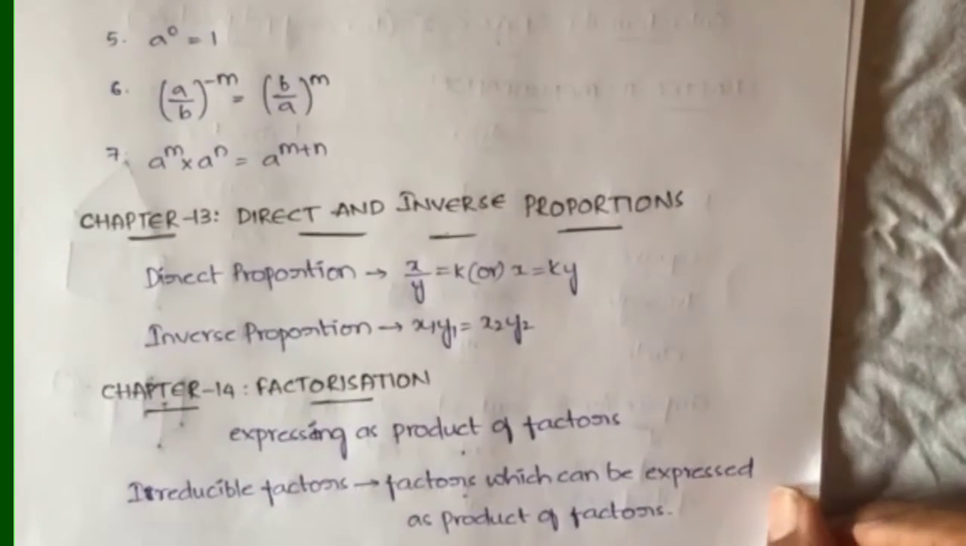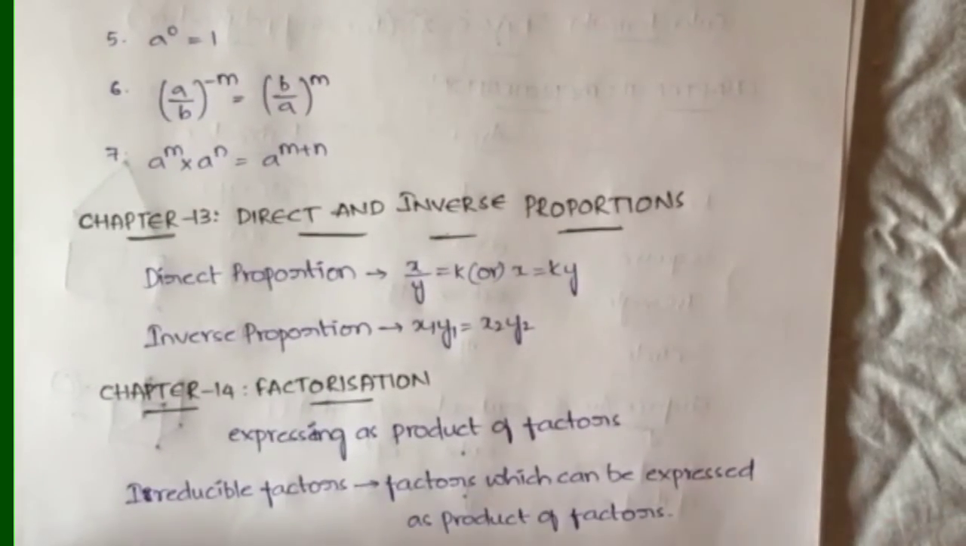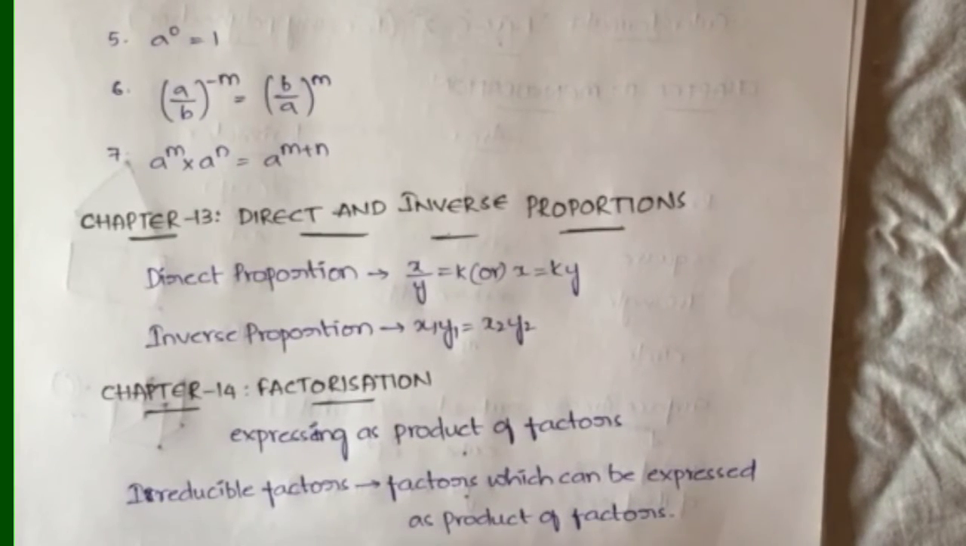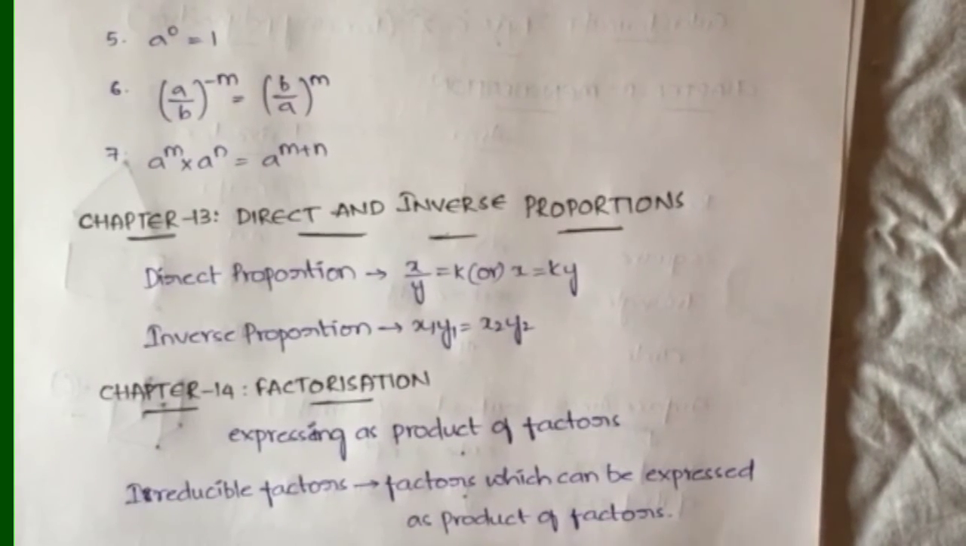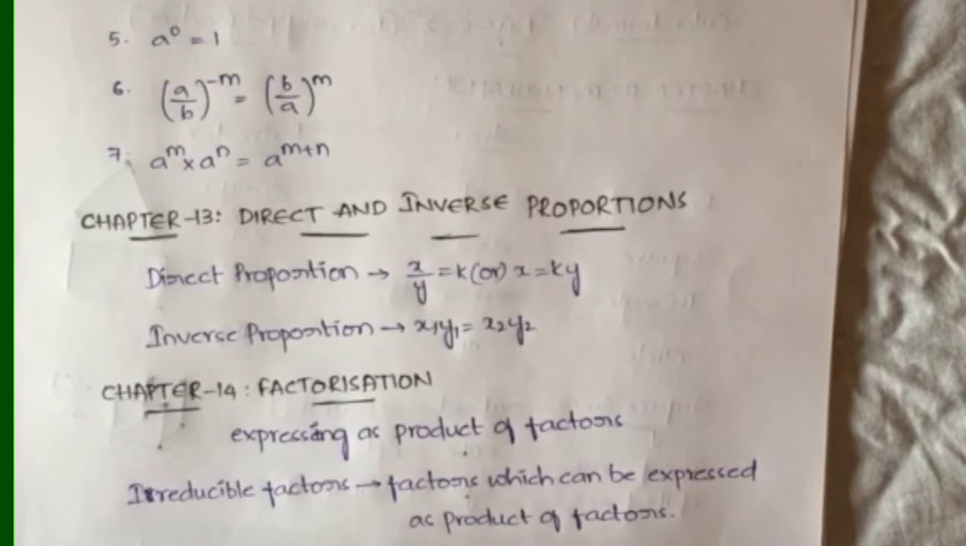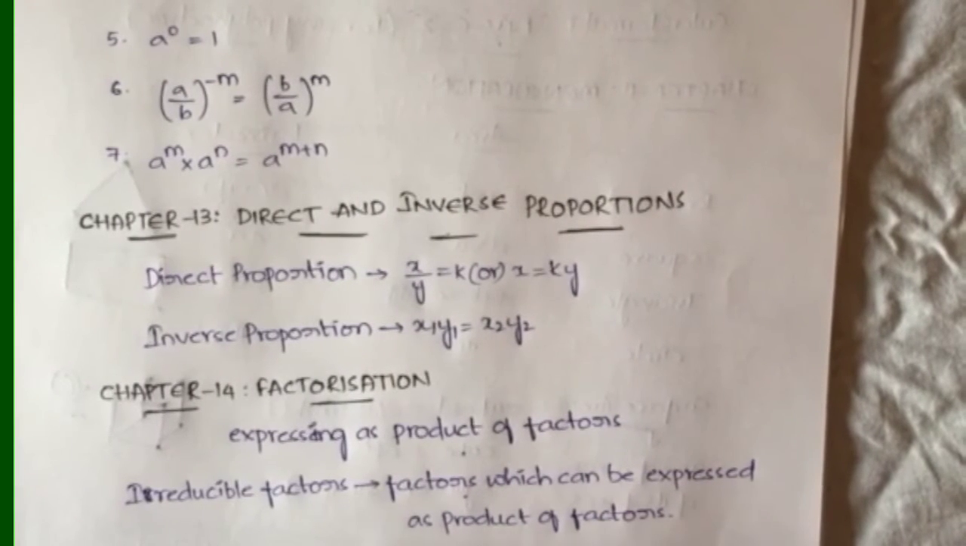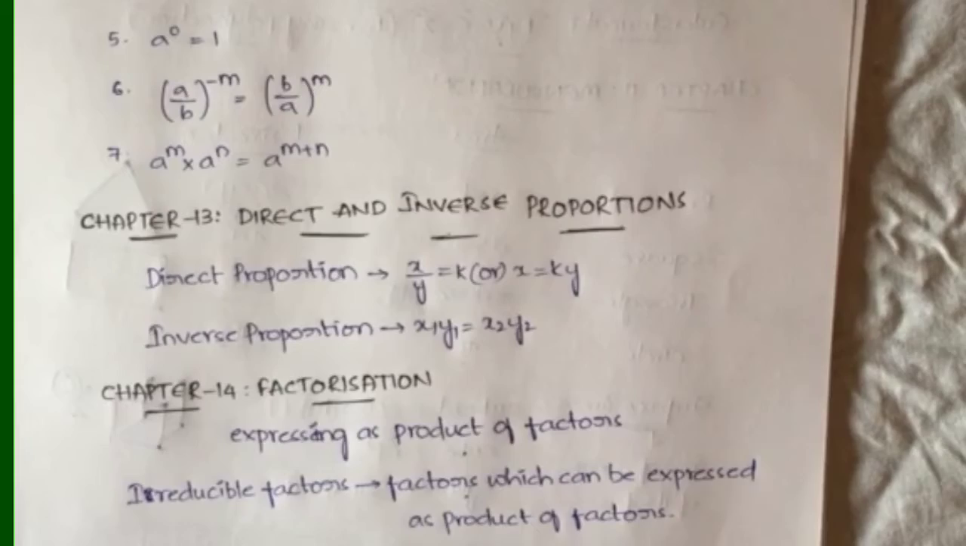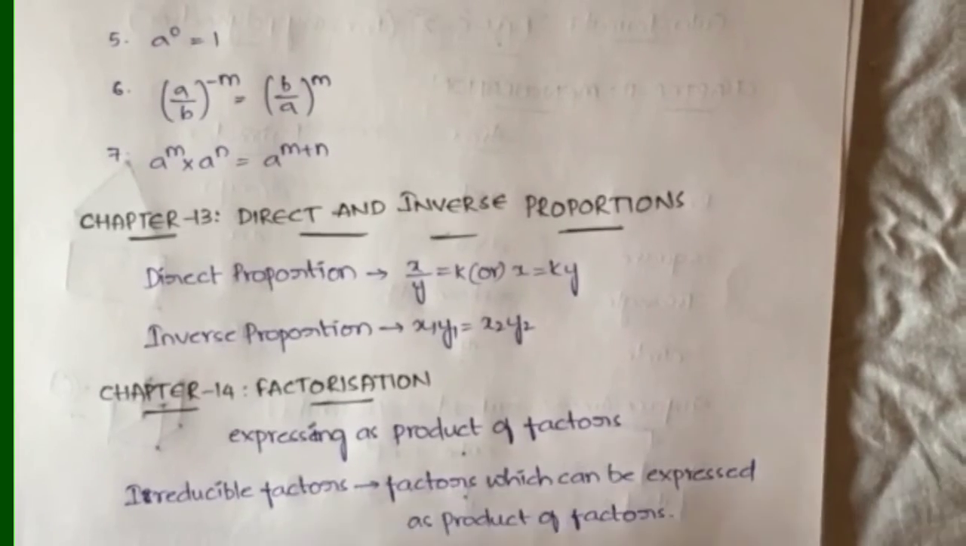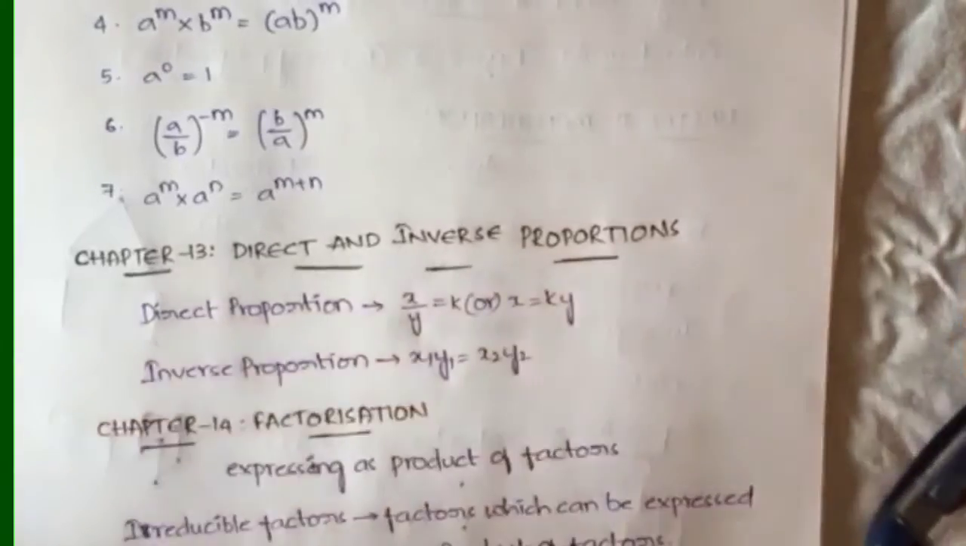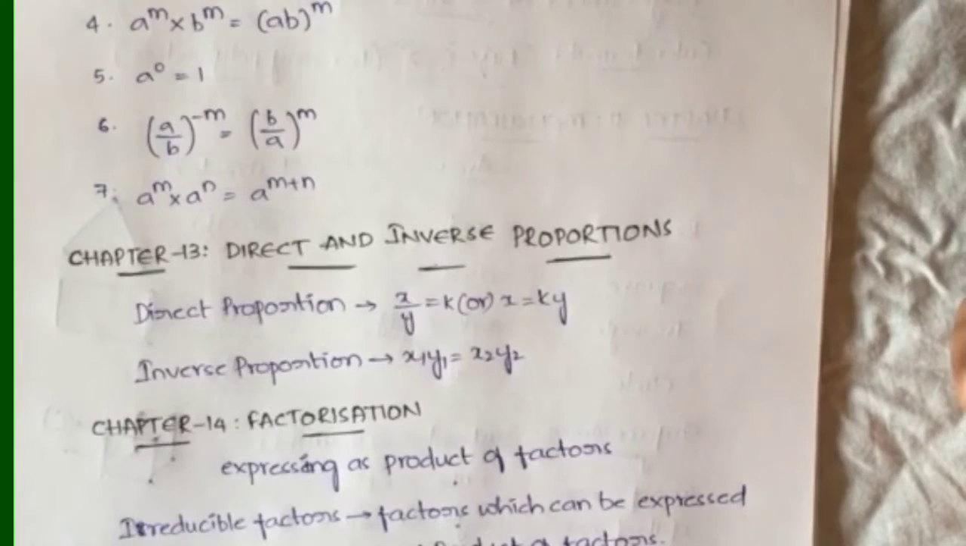Very simple. The next is direct and inverse proportion. In this chapter, from all the 3 chapters from here, direct inverse proportions, factorization and graphs, you'll not have many formulas or many definitions. Completely you have to focus on the application part. Clear? So when we get into detail, then you can understand all the problems.